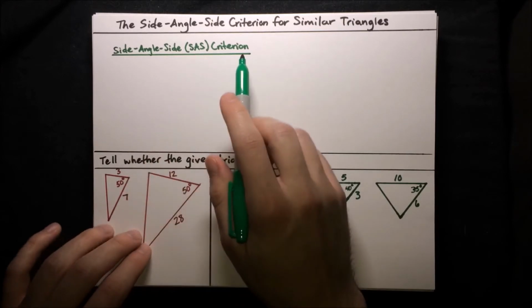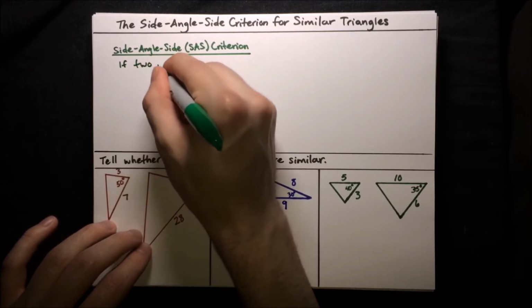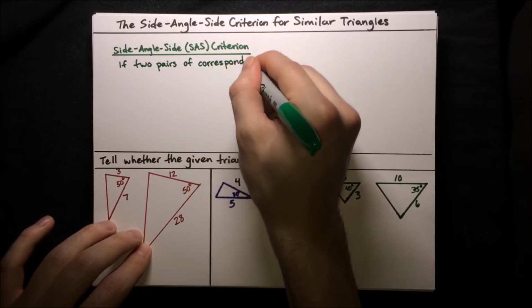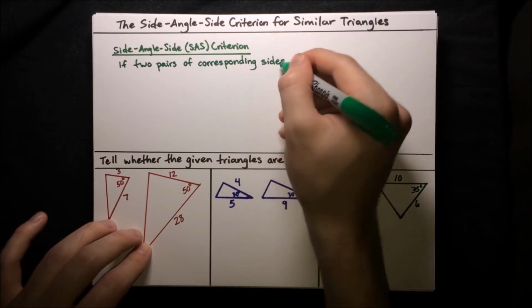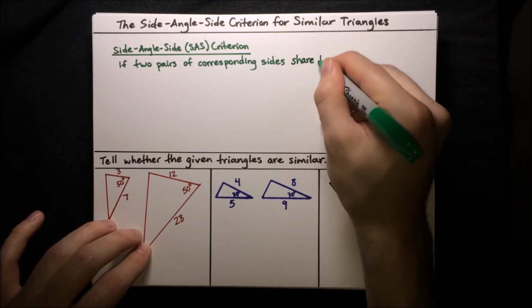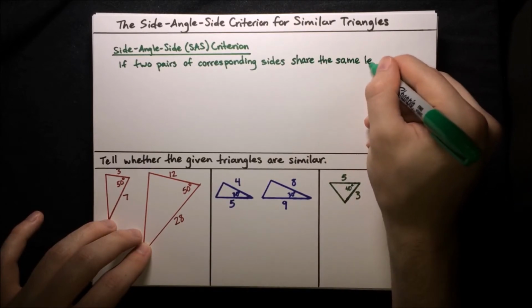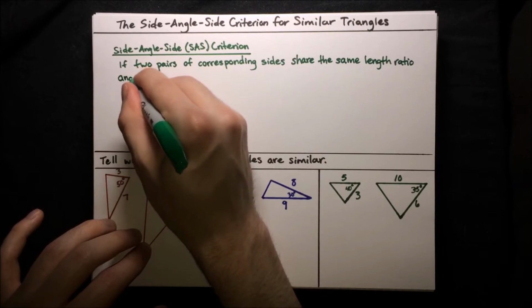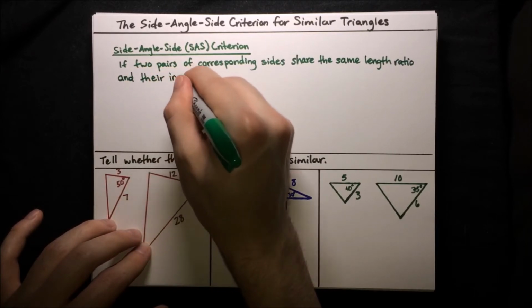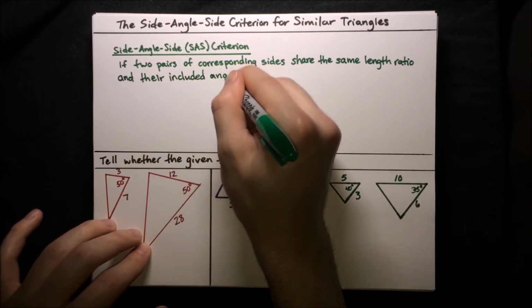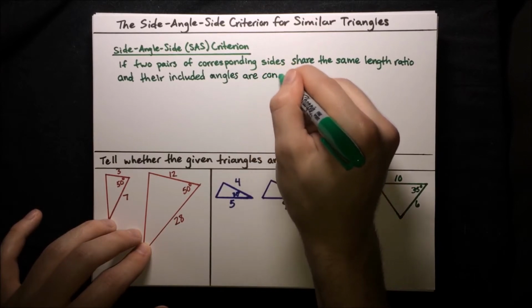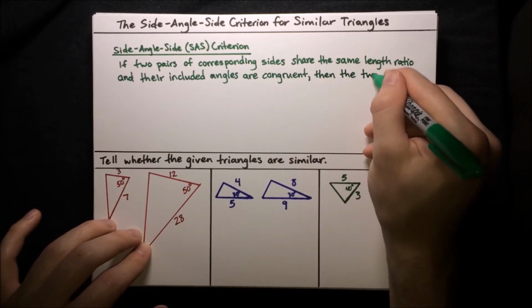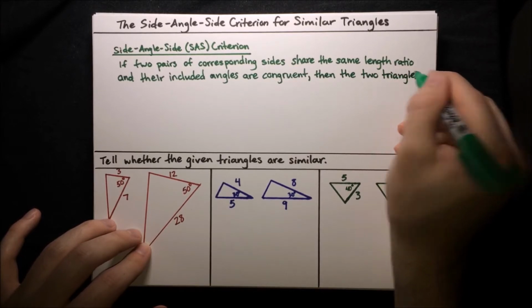Here's how the side-angle-side criterion goes. If two pairs of corresponding sides share the same length ratio, and their included angles are congruent, then the two triangles are similar.